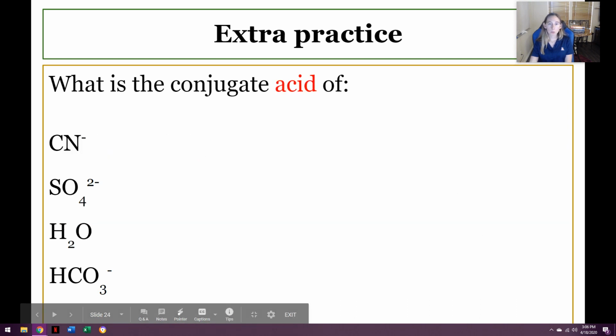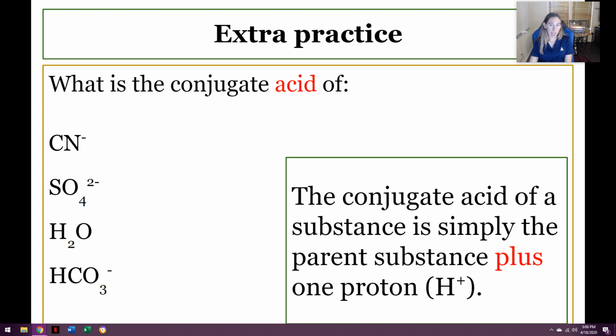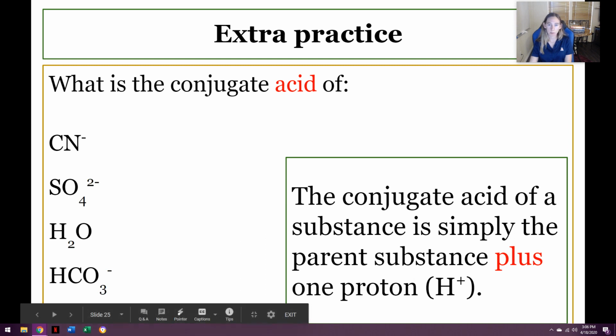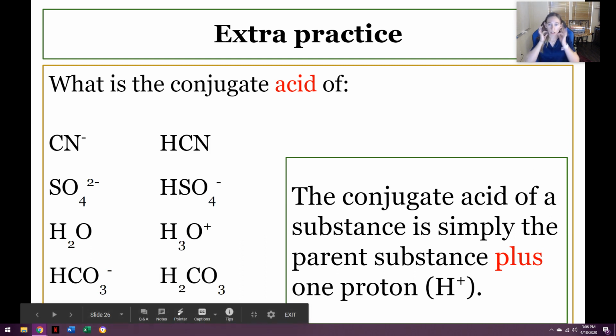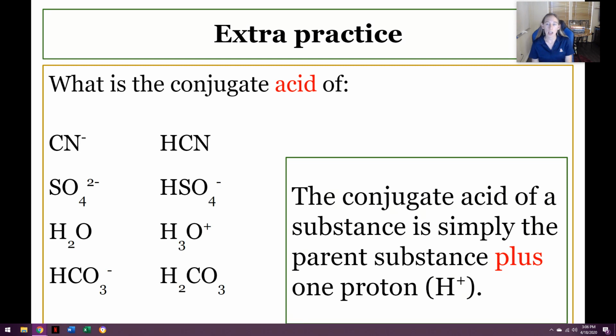Here is some more practice. Pause the video and write the conjugate acid of each of these bases. Hint, the conjugate acid of a substance is simply the original substance plus one proton, or hydrogen ion. Here are the answers. Notice we only added one hydrogen to each base. This means the charge is going to increase by one for each one.